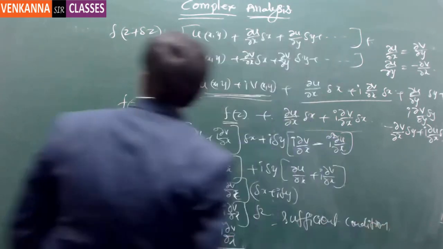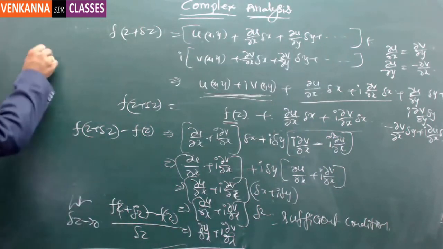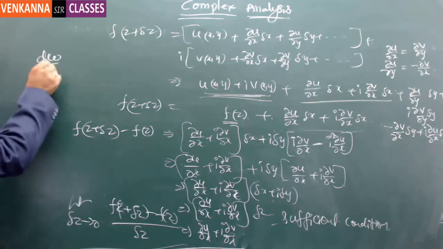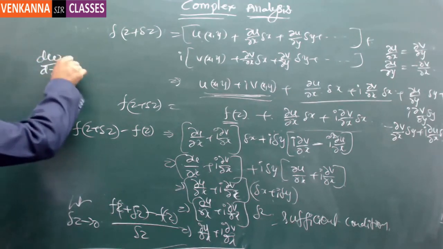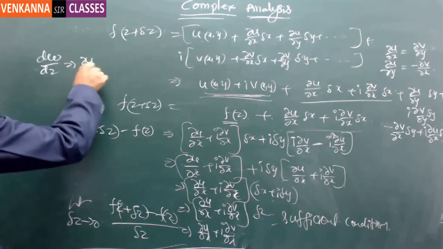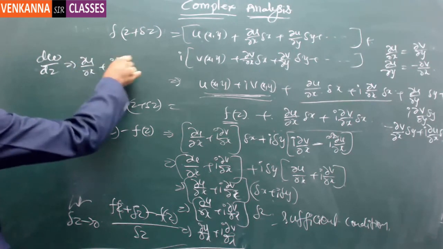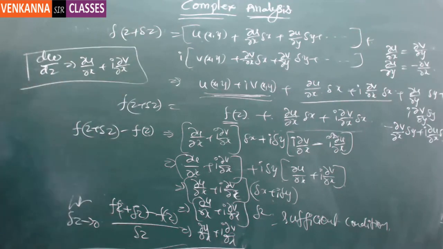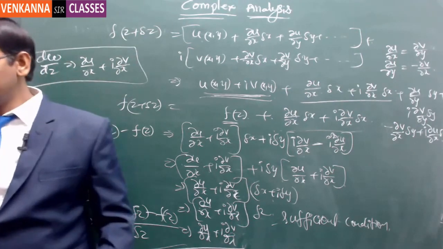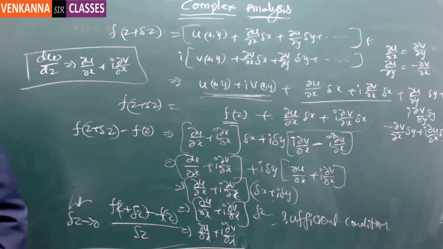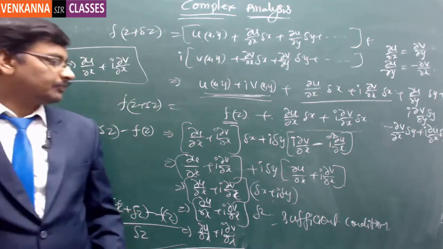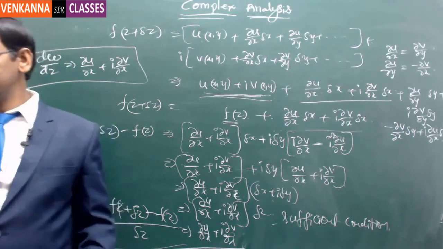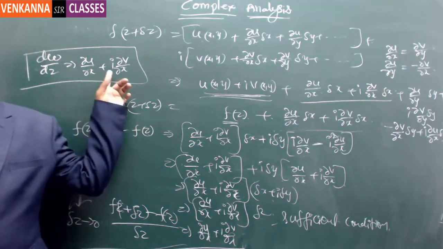So this sufficient condition, in short, you can write here dw by dz is equal to dou u by dou x plus i times dou v by dou x. So this is the sufficient condition for the function to be differentiable. I shouldn't be there. No, it should be there. So i times dou v by dou x, right?